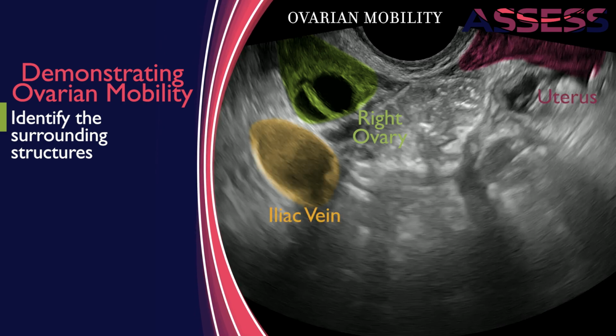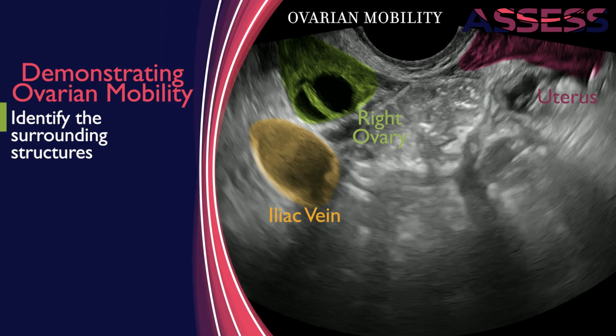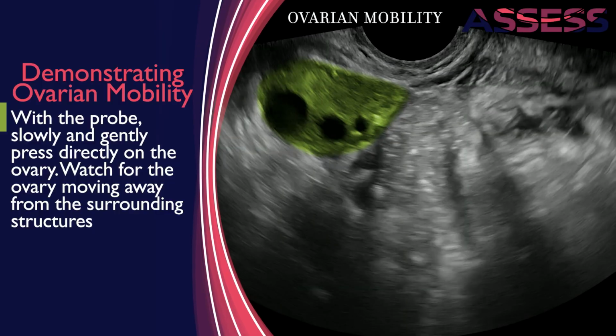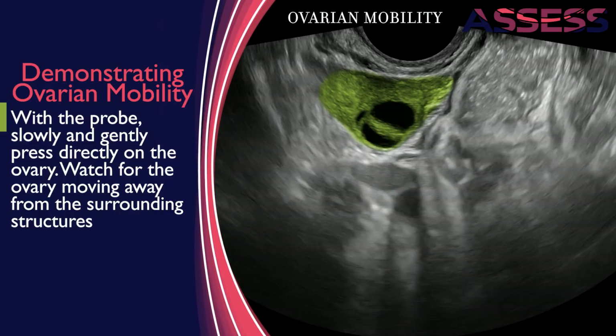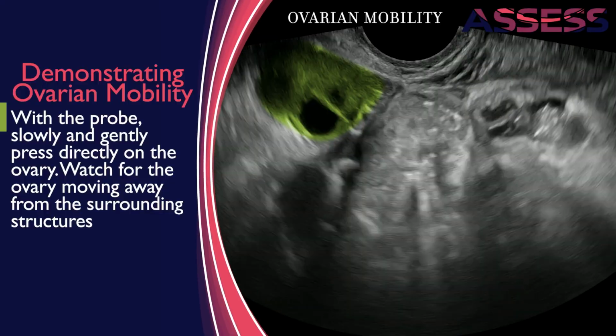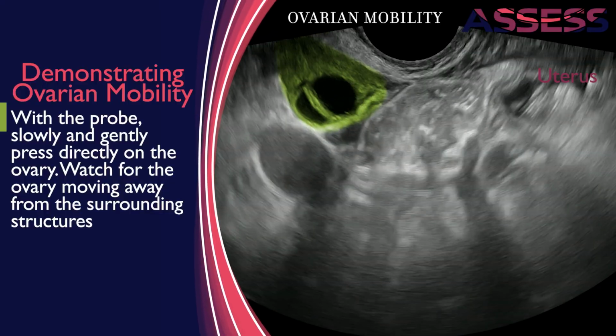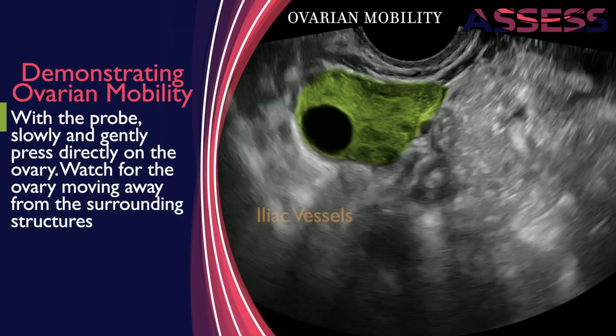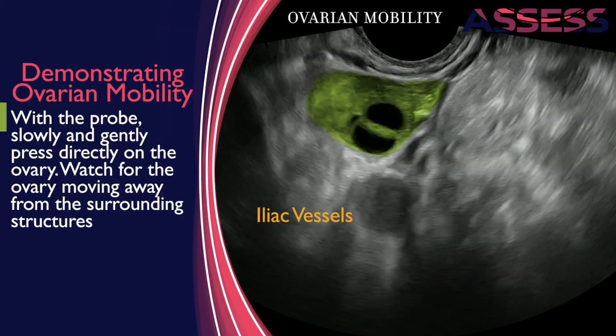In most normal anatomy, in a transverse or transverse oblique plane, you will be able to see the ovary between the iliac vessels and the uterus. Using the vaginal probe in this plane, slowly and gently press directly on the ovary and observe whether there is motion medially relative to the uterus and laterally relative to the iliac vessels and pelvic sidewall.